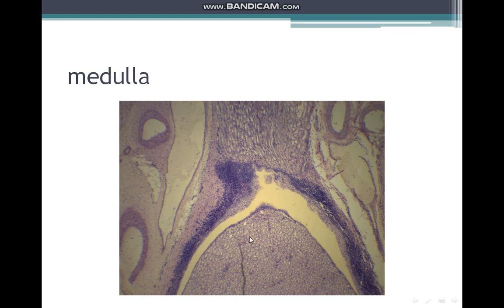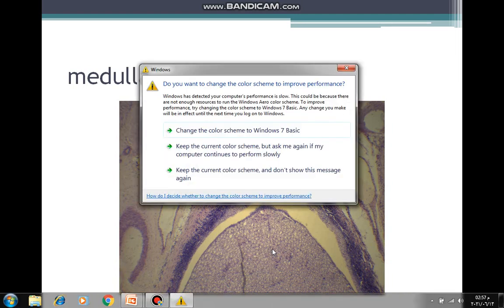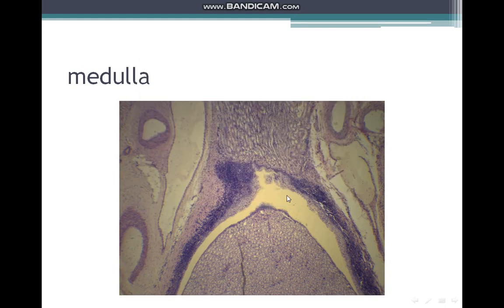In the medullary region, characterized by the presence of the tip of the medulla, which is the renal papilla, containing the remaining part of the loop of Henle and the collecting tubules that open toward the minor calyx, which is lined by the transitional epithelium.